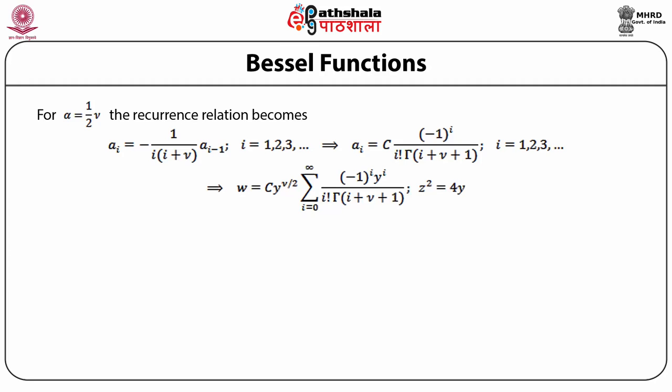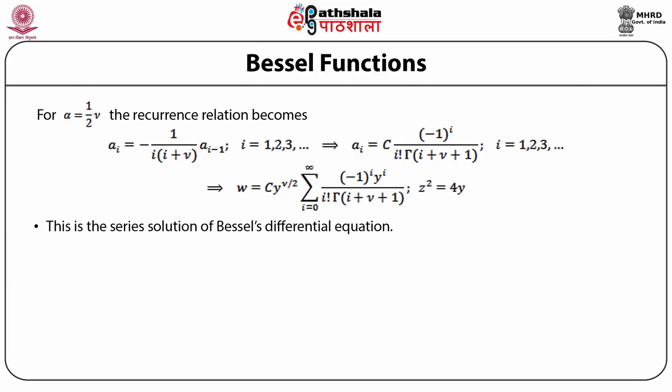On substituting for alpha and a_i from above relations, we have w is equal to C times y raised to power nu by 2 into summation over i going from 0 to infinity of (minus 1) raised to power i into y raised to power i divided by i factorial into gamma of (i plus nu plus 1), where z square is equal to 4 times y. This is the series solution of Bessel's differential equation.